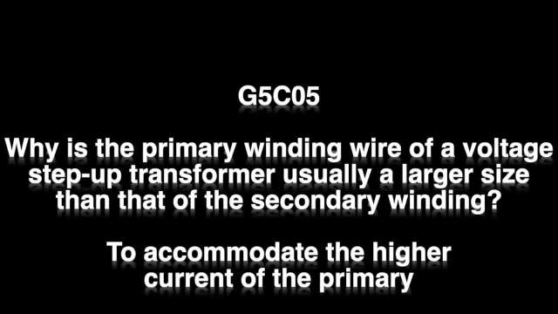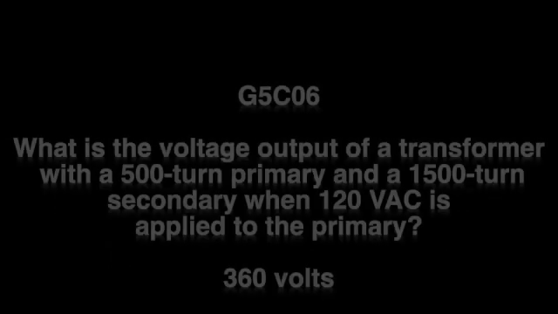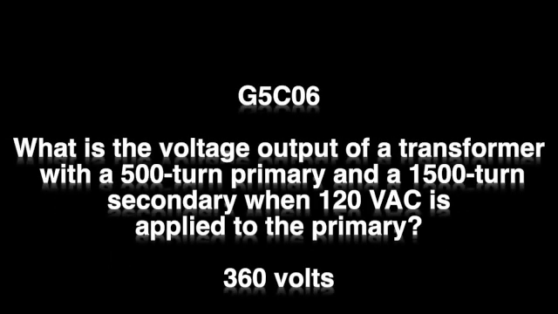G5C05. Why is the primary winding wire of a voltage step-up transformer usually a larger size than that of the secondary winding? To accommodate the higher current of the primary. G5C06. What is the voltage output of a transformer with a 500-turn primary and a 1500-turn secondary when 120 VAC is applied to the primary? 360 volts.